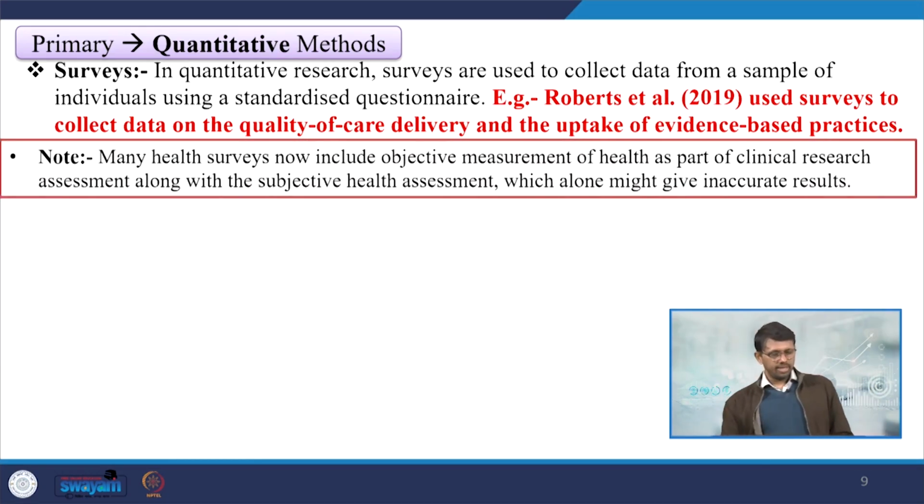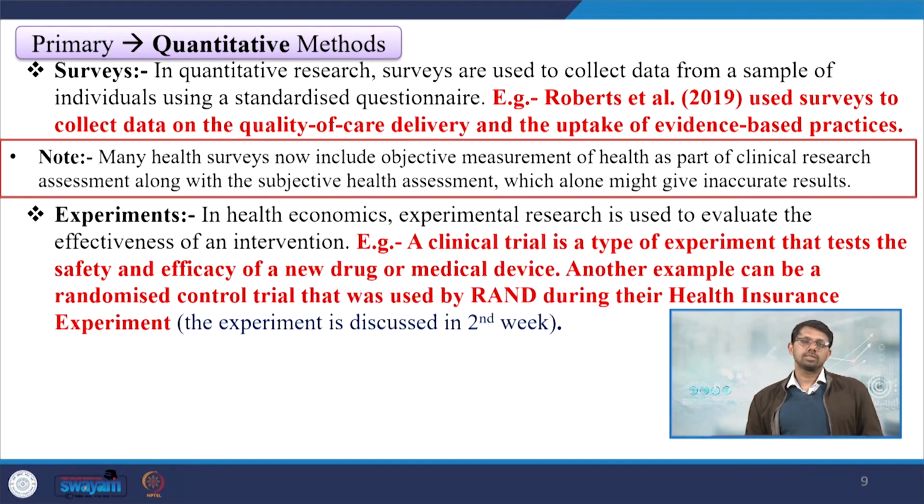To note that many health surveys now include objective measurement of health as part of clinical research assessment, along with the subjective health assessment, which alone might give inaccurate results.